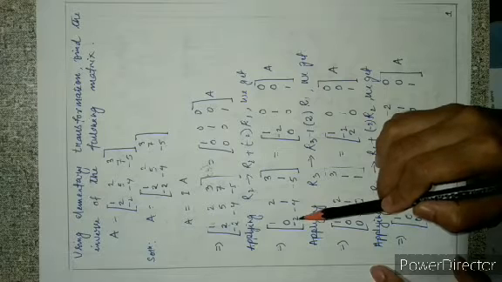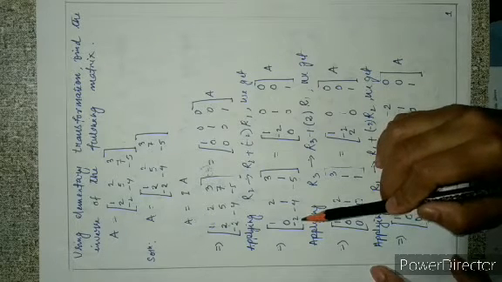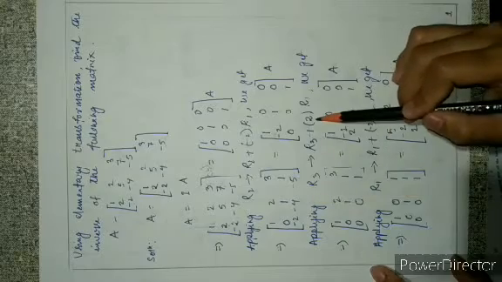Then make this element minus 2 equal to 0. Here the given number is minus 2. The scalar should be plus 2.